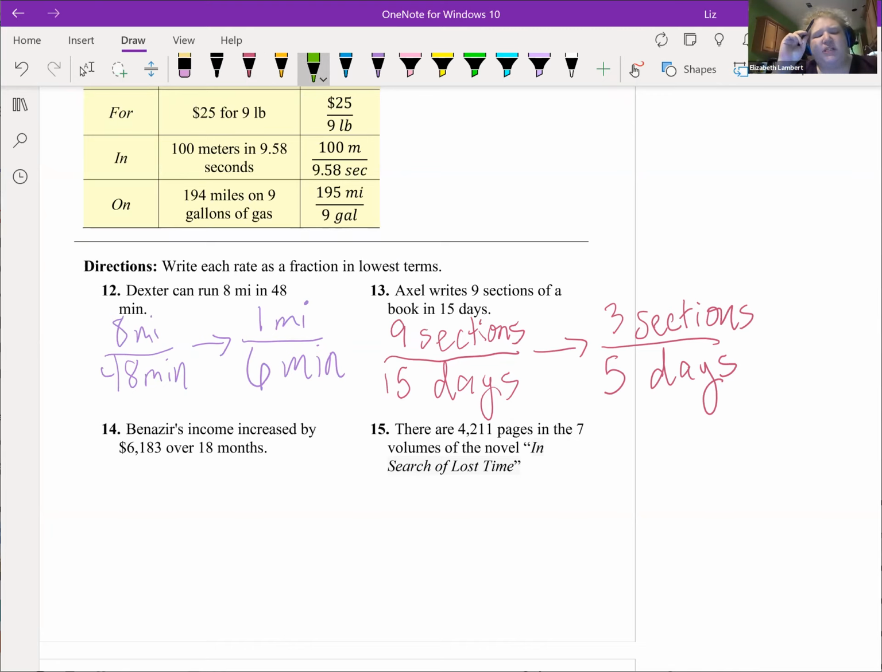All right. Benazir's income increased by $6,183 over 18 months. Well, this might beg the question, well, how much was it per month? Also, where can I get a job with that kind of increase? Because if that was the increase, what was the base pay? I mean, my God, this person's making money. All right. $6,183 per 18 months, which we usually abbreviate MO or MOS for months.